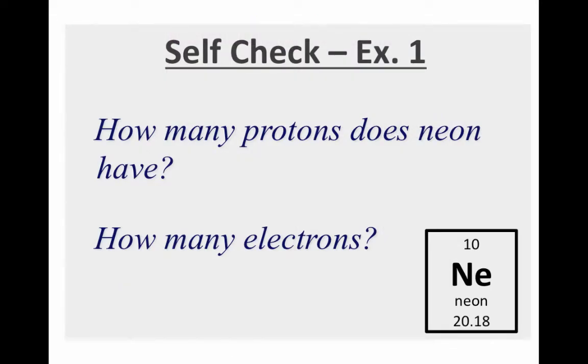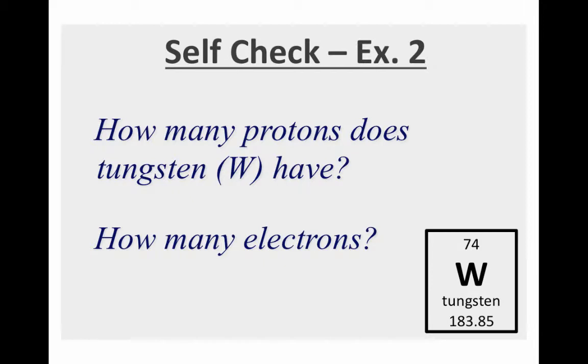So, how about this example right here? I've got neon. I'd like to calculate how many protons in the neon atom. Well, we look at the number in the top of the box. Since there's a 10 there, we know there's 10 protons, and there's also 10 electrons. What about this one? Tungsten. How many protons in a tungsten atom? Man, you are sharp. 74, that's right. And the number of electrons will also be 74. Excellent.